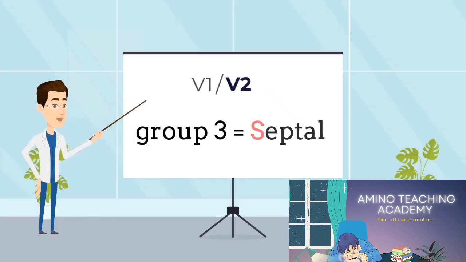Group 3 includes V1 and V2. They correspond to letter S, which stands for septal. So ST segment elevation in these leads corresponds to myocardial infarction in the septal wall of the heart.